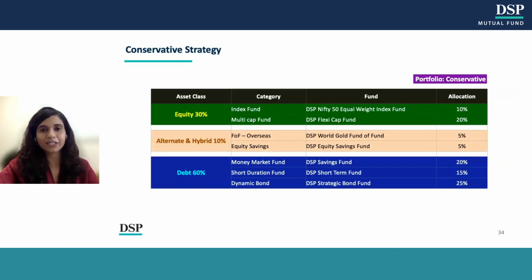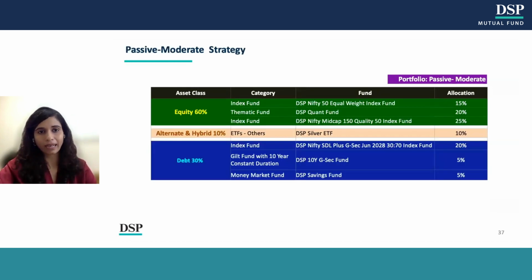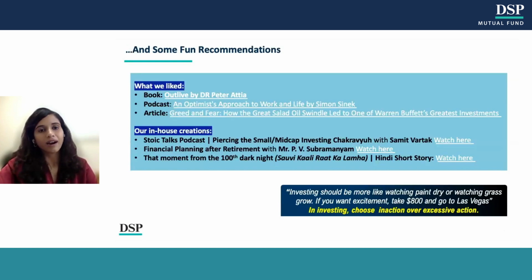This is how you can position your portfolio using DSP-only funds. So this is a portfolio example for conservative strategy, moderate strategy, aggressive strategy, and passive strategies alone. I think DSP is very big on the passive space, and it is possible to build a full portfolio using our passive products alone. Some fun recommendations, some books, podcasts, articles that we've been reading.